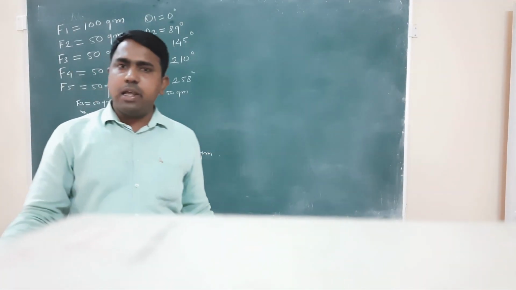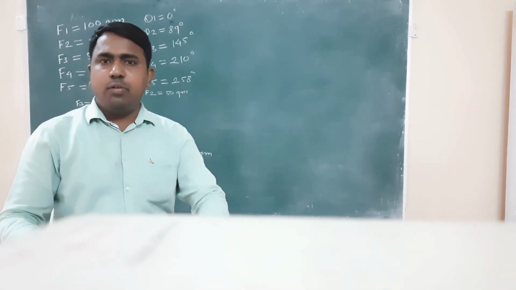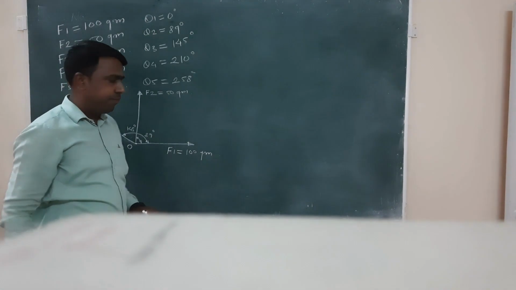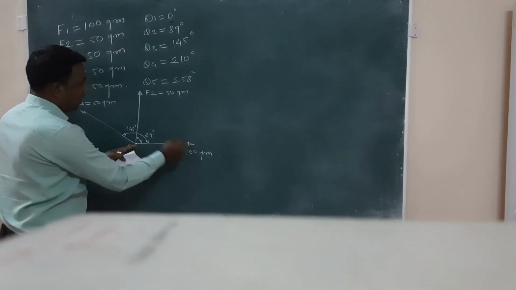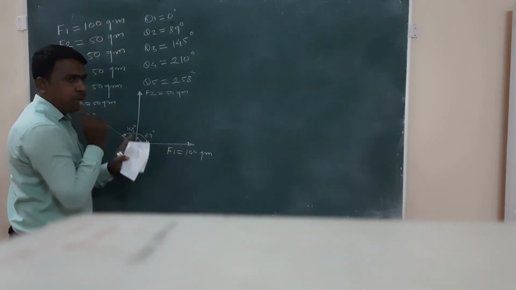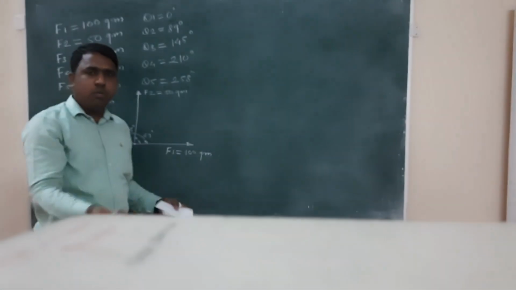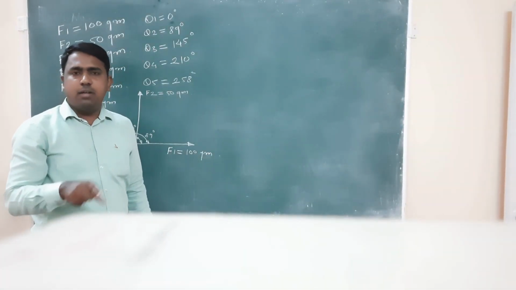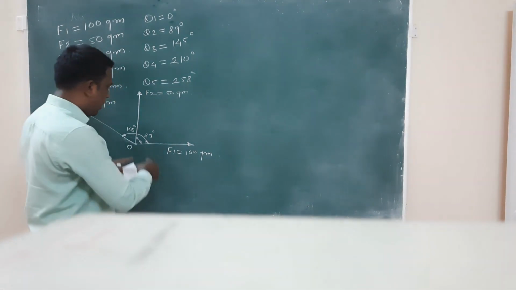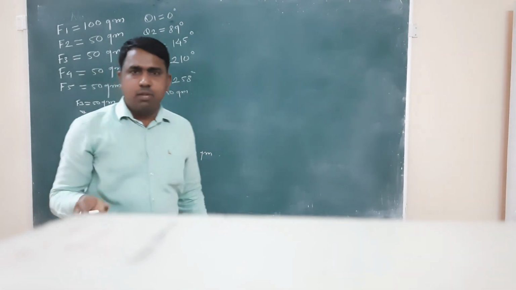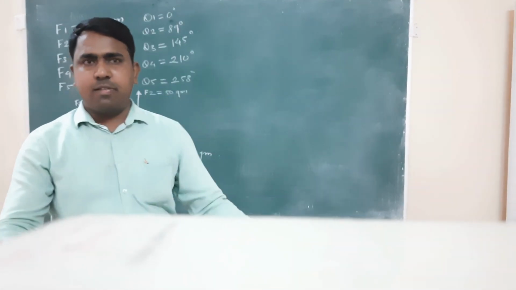You can take any length, but the angle between the lines should be as per theta 1 to theta 5. So here the angle between this line and this line is 89. It is a fixed value. Whatever the values of theta 1, theta 2 are, according to that you have to draw the angle between the forces. But the length does not matter. In the space diagram you can take any length, according to your base size.